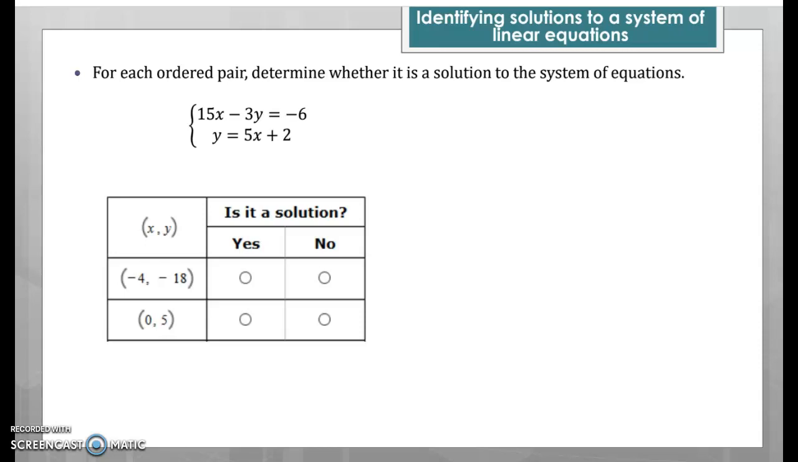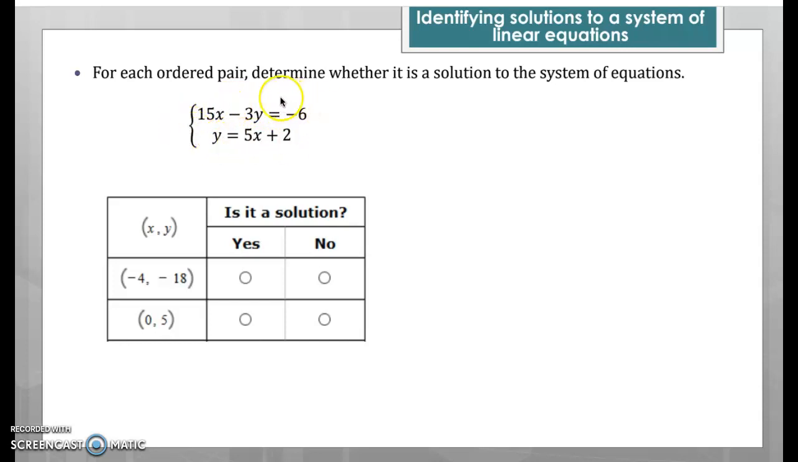Hey everybody, in this video we're going to talk about identifying solutions to a system of linear equations. So how do we determine if an ordered pair is a solution to a system of equations? Well, right here we have two lines. This line is in standard form, this line is in slope-intercept form, but they're just two lines.